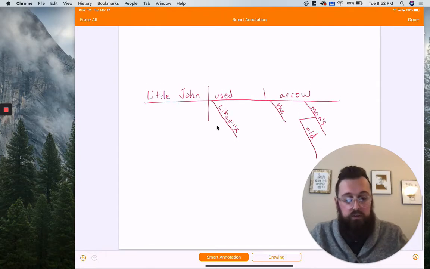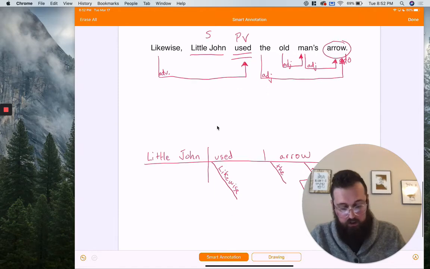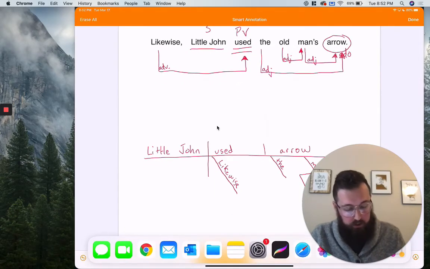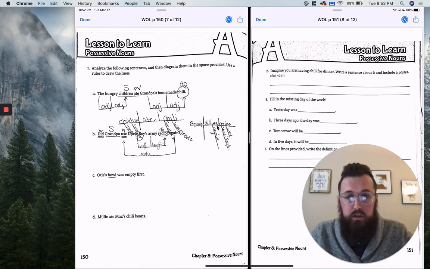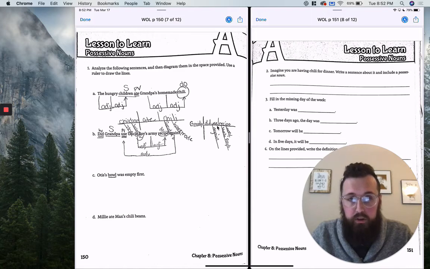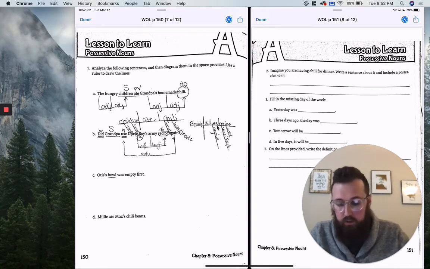Alright, so those are a couple of examples. Let's take a look at our workbook pages that you guys are going to do. In here, we did the first two for you. I'm going to leave the second two for you guys to do on your own, and then we'll work on the next page together.